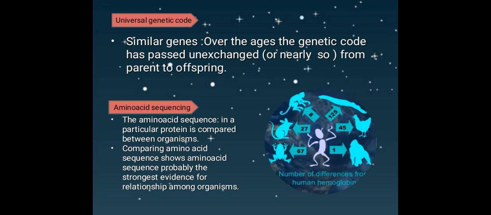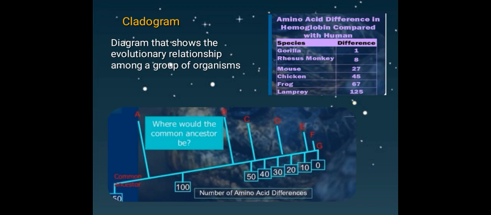Number of differences for human hemoglobin. Then a cladogram that shows the evolutionary relationship among a group of organisms. Where would the common ancestor be? Number of amino acid differences in hemoglobin compared with human.